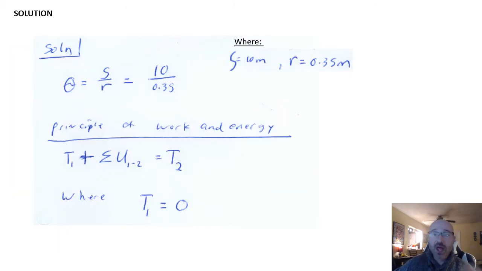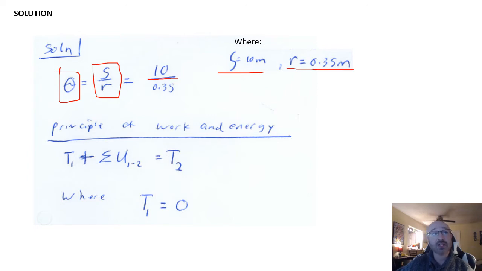Now that we have all the information in one spot that's easy to go back to, and we understand what they've given us and what they're asking us to solve for, we can begin our solution. To begin, we want our governing equation. We can find theta based on the relationship of S over R. We know our S is given as 10 meters in the problem statement, and our radius is 0.35 meters, so we can plug directly in to get our theta term. We find that theta is equal to 10 over 0.35.